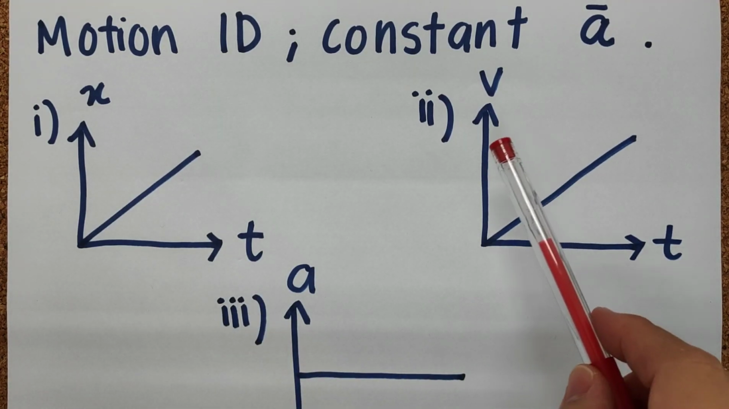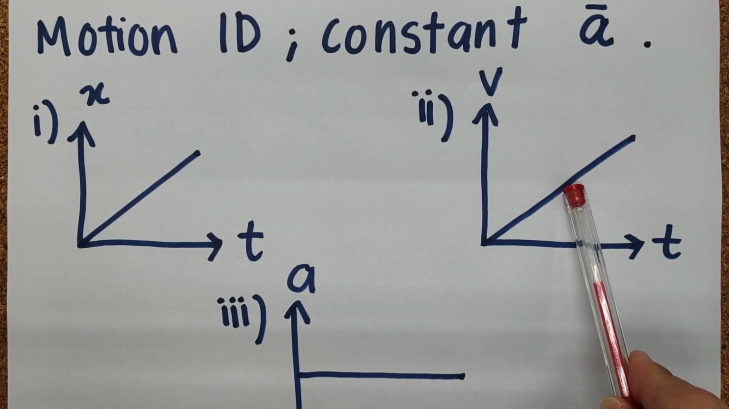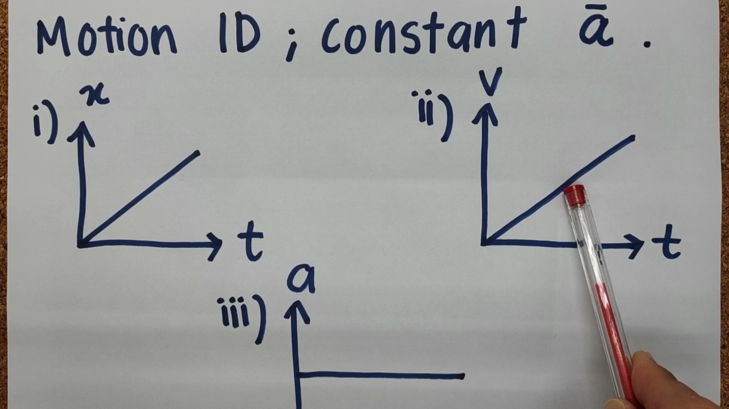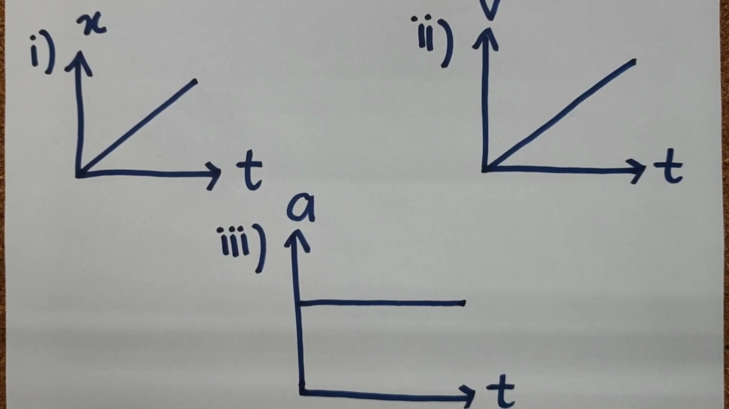Secondly, if you have v versus t, you should also get a linear graph. The gradient, which is v2 minus v1 over t2 minus t1, gives you the acceleration, which is in meter per second squared. Lastly, for the graph of a versus t, you should get a straight or constant line indicating acceleration is constant as time increases.